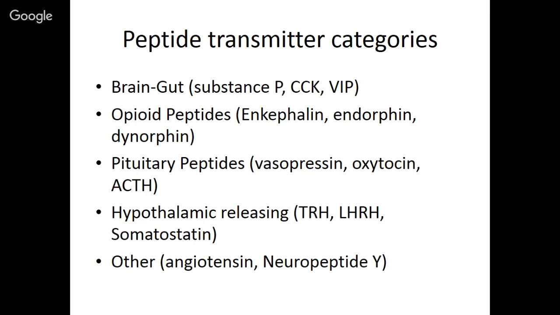And the pituitary peptides, which are basically control mechanisms for the endocrine system. Hypothalamic releasing agents include TRH, LHRH, somatostatin. Dopamine is controlling some of these, so anti-dopaminergics have some role in controlling the release of some of the other peptides. Others include angiotensin and neuropeptide Y.